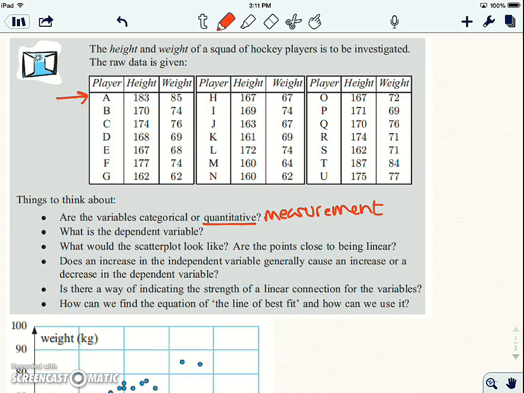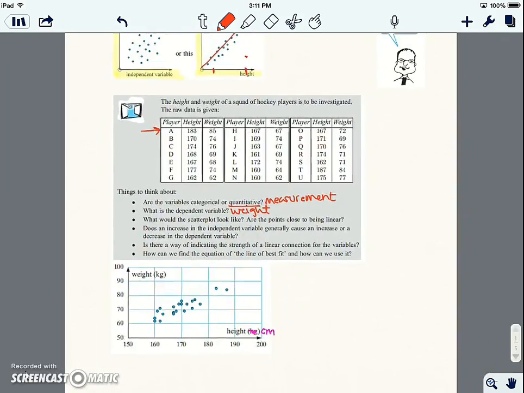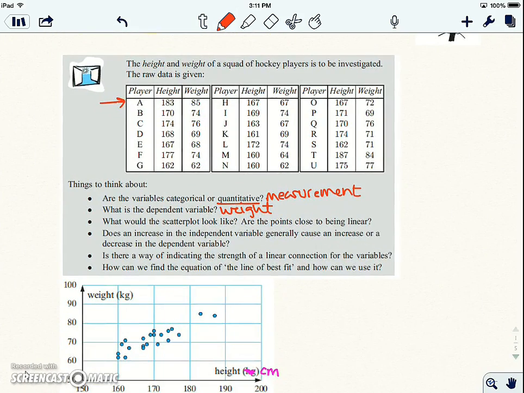What is the dependent variable? Well, your weight tends to depend on your height, right? There's more of you, you're taller, so you weigh more. What would the scatter plot look like? And are the points close to being linear? Well, if you look, it looks like that, and yeah, it could be a line that goes through there. So see below.